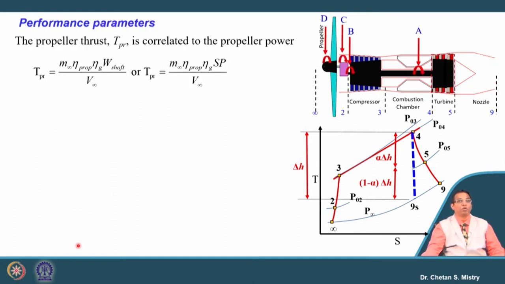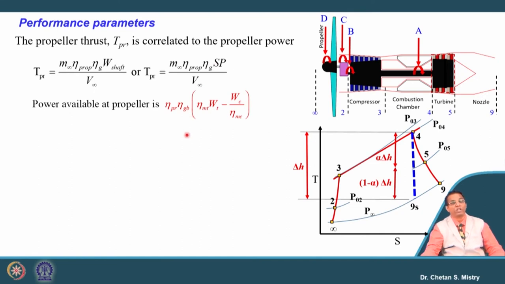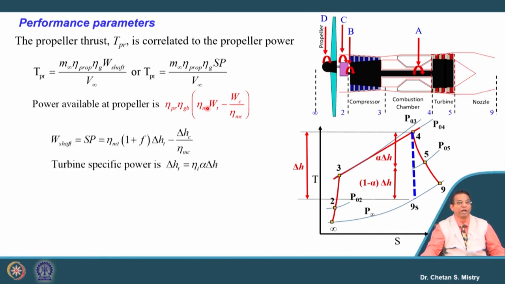Now, let us look at how we calculate the thrust generated by the propeller. This thrust generated by the propeller can be represented in the form of propeller efficiency, gearbox efficiency, and this is our shaft power. So, this shaft power we can write in terms of this equation. Now, what do we know, what is the power available at the propeller? If you recall, previously we came up with the equation. It says it is a function of propeller efficiency, gearbox efficiency, the mechanical efficiency of both turbine as well as compressor, and work done. So, let us get that equation.